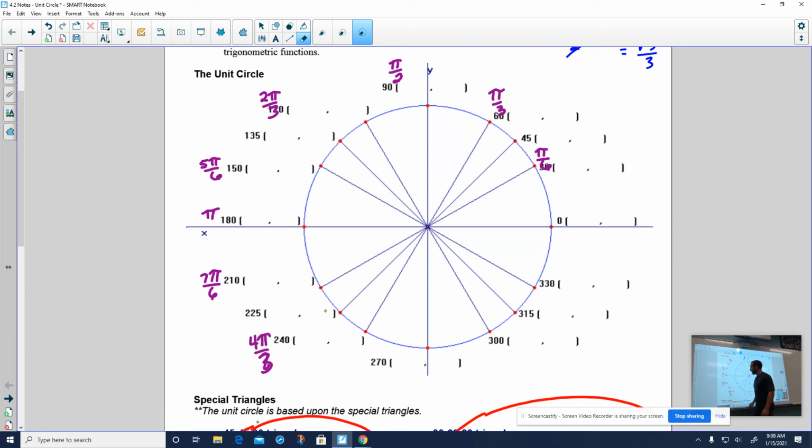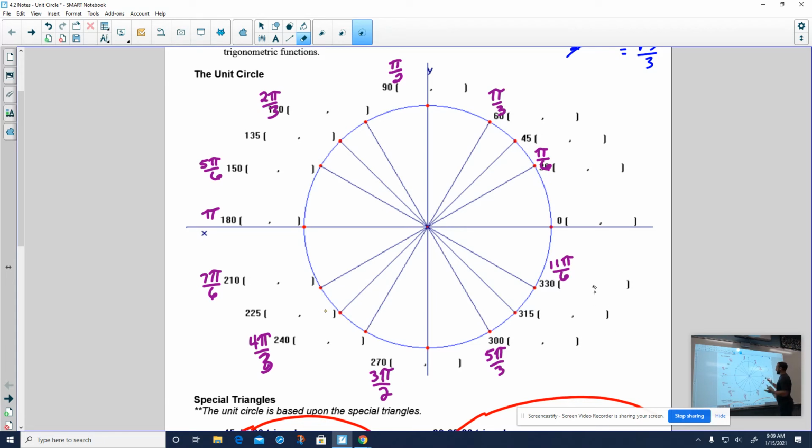Oops, let's put an 8. 4 pi over 3. And then 270 would be 9 pi over 6, which is 3 pi over 2. And then we're at 10 pi over 6 when we get to 300. 10 pi over 6 reduces to 5 pi over 3. And then 330 is 11 pi over 6. And we're done, because then we get back to 0.